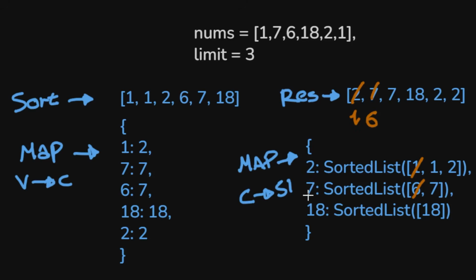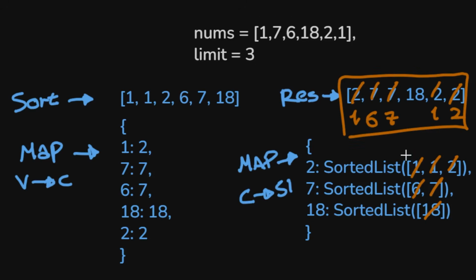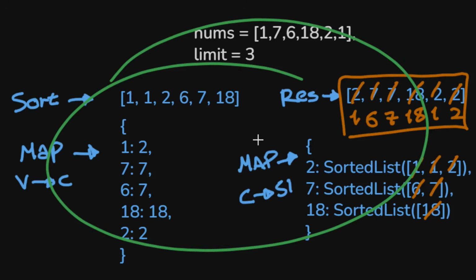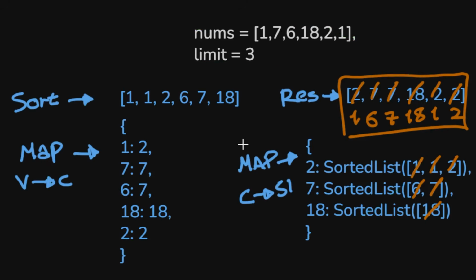Next, we have a 7, so we go to this component, pop the next element, this is a 7. Next, we have 18. So we go here, pop the element, we keep 18. Next here we have a 2, so we go here, pop this. This is a 1. Next we have another 2, so we go here, pop this, and this is another 2. Finally, we can return this. So with this in mind, now let's go with the code and hopefully you will get the idea.